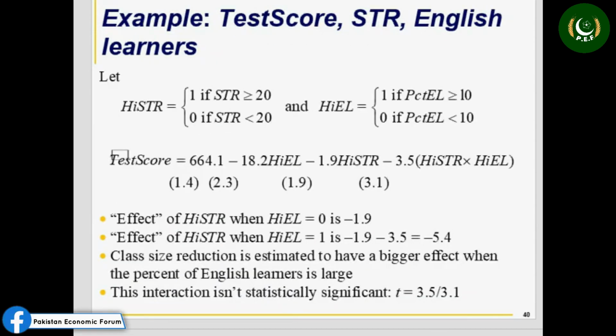Now you have the research question whether class size reduction leads to an increase in test score or not. So you have two binary variables here. Class size greater than or equal to 21 is 1, less than 20 is 0. Percentage English learners greater than or equal to 10 is 1, less than 10 is 0, and you can have these coefficients measured as we have discussed in our previous slide.